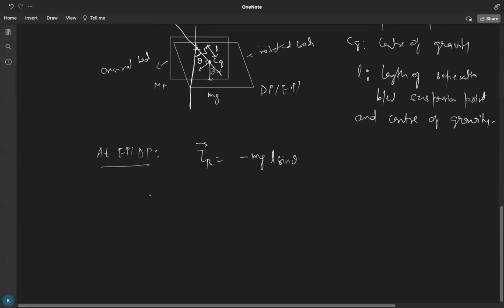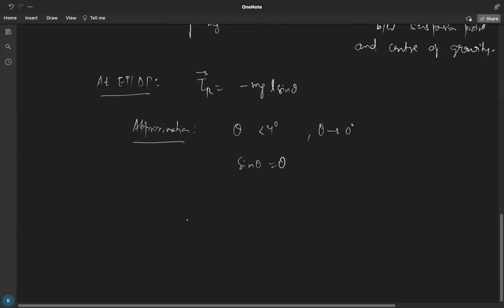Now what do we have to use? We have to use an approximation here, and the approximation is the same: we consider theta less than 4 degrees, or theta tending to 0 degrees. When we use this approximation, sine theta is equal to theta. And now our restoring torque is equal to minus mgL theta, right?